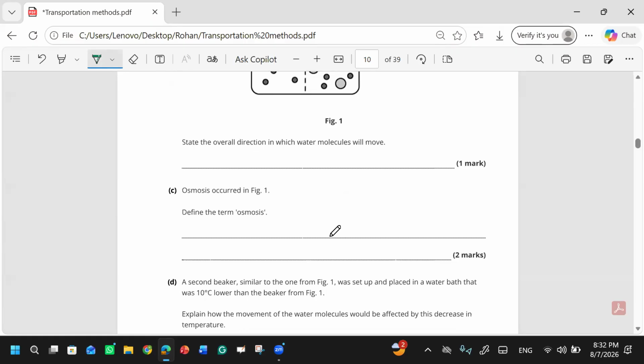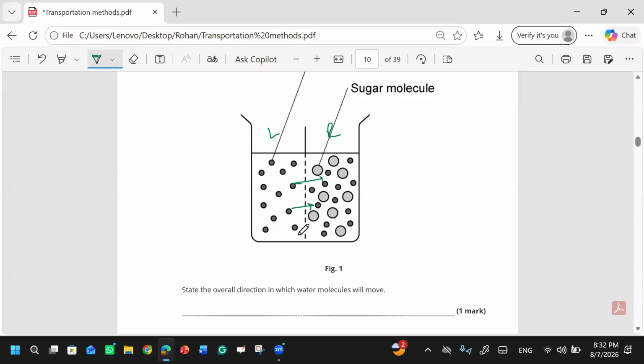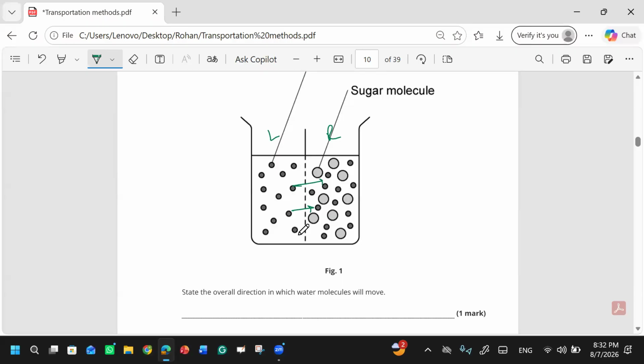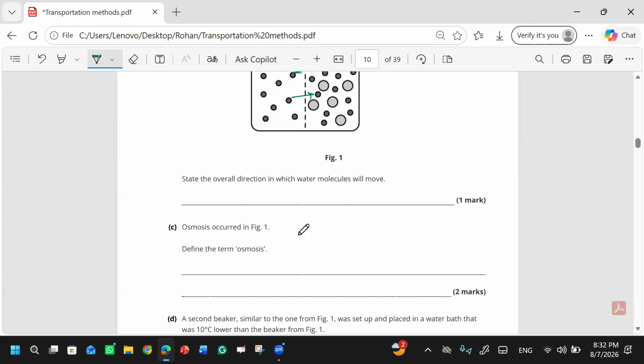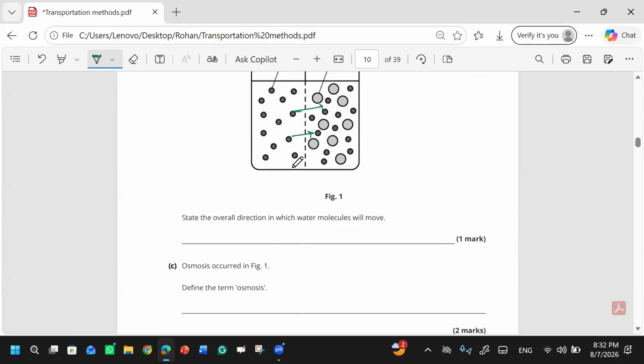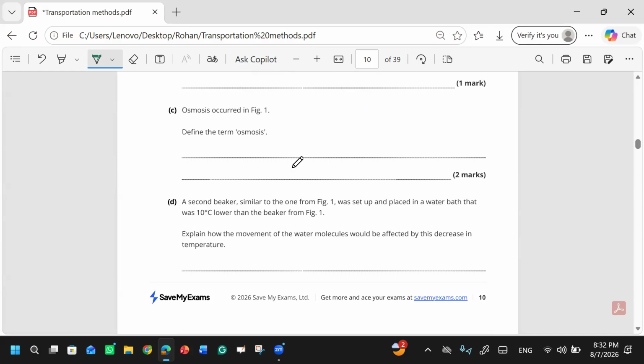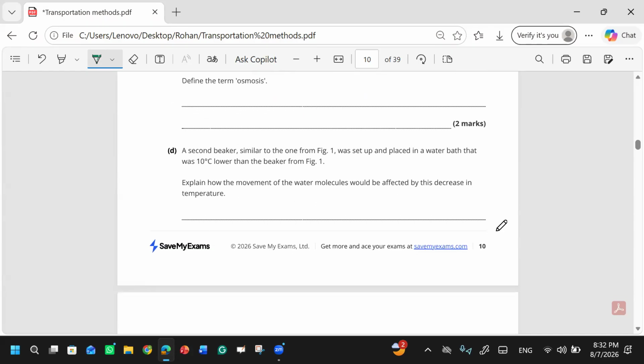Osmosis occurs in figure 1. Define the term osmosis. It's the movement of water molecules through a semi-permeable membrane from an area of its higher concentration to an area of its lower concentration, right? It is similar to diffusion, just it needs a semi-permeable membrane. We are talking about water, and we need a semi-permeable membrane for this. For diffusion, we don't need any membrane.